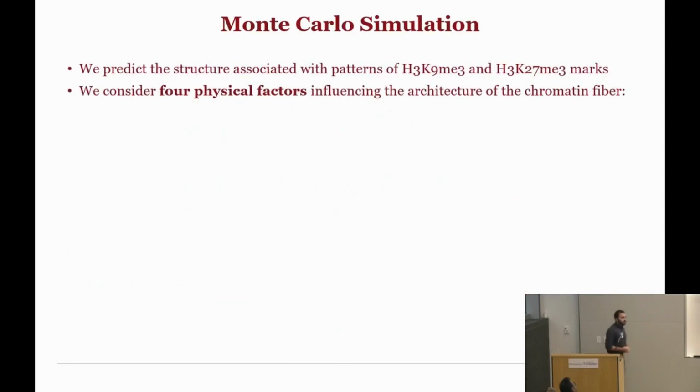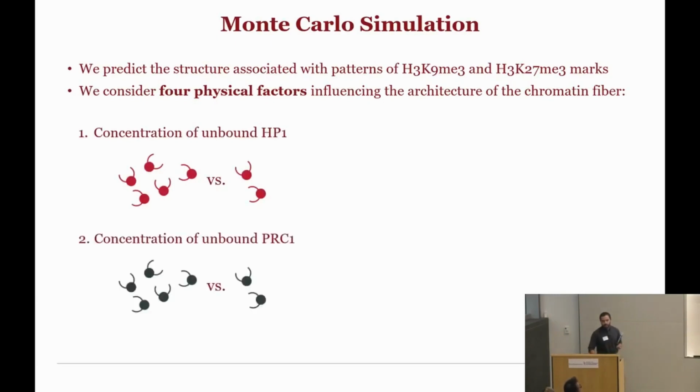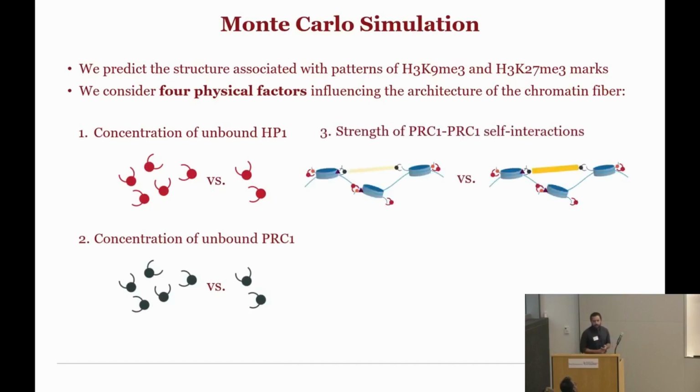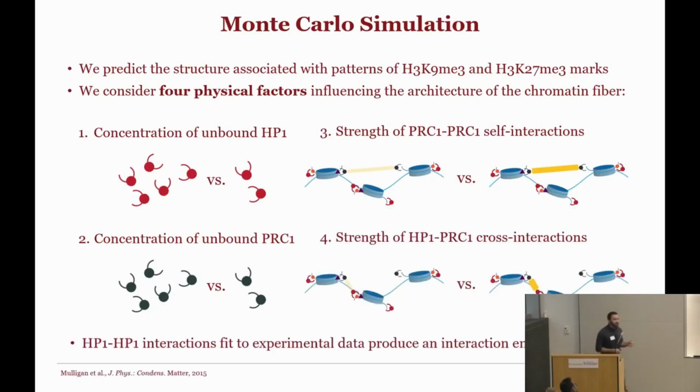So with Monte Carlo simulation, we can vary the parameters in our model to see how the structure of the chromatin fiber responds. The parameters we're interested in are the concentrations of our reader proteins, both HP1 and PRC1, as well as the self-interaction of our PRC1 readers, and the cross-interaction between HP1 and PRC1. We know that HP1-HP1 interactions tend to contribute a constant energy just based on previous work from our group, so we use that constant value to reduce the dimension of our search space.